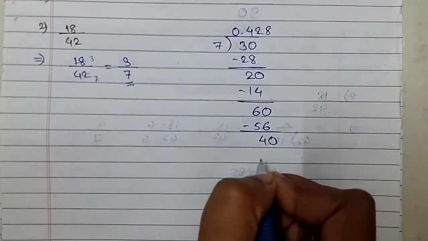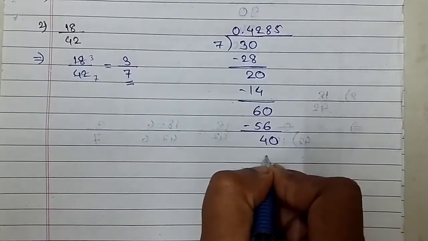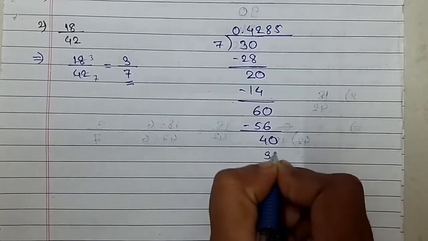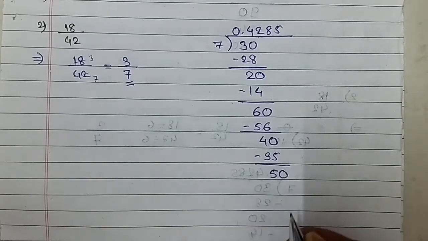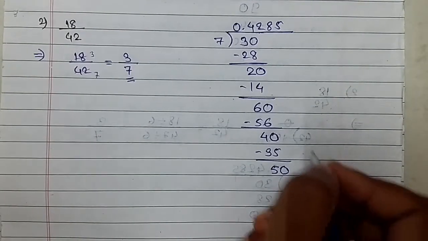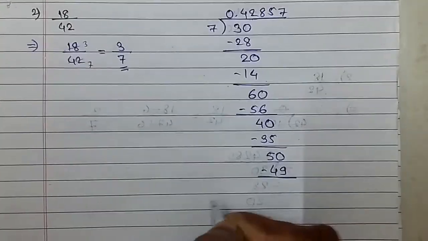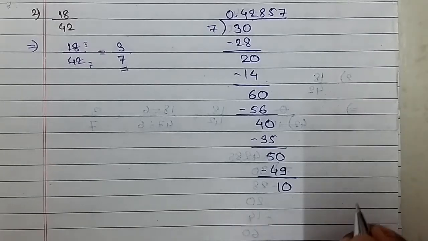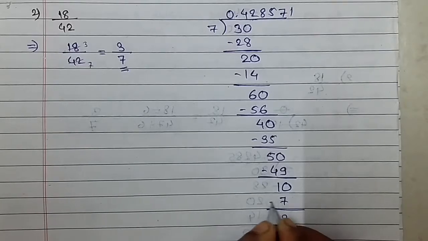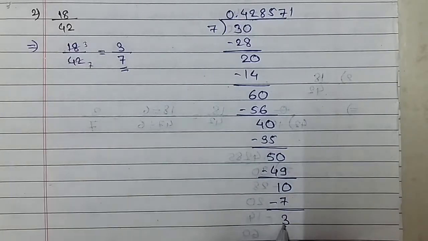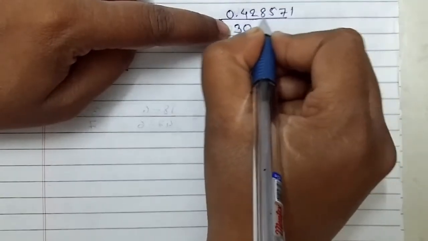Then add 0 here. Then 7 fives are 35. Then 40 minus 35, that is 5. Then add 0. Then 7 sevens are 49. What is your remainder here? That is 1. Then add 0 here. Then 7 ones are 7. Then what is your result here? That is 3. Okay, this means it is repeating. Here 3 occurs and it starts again from here with 3.